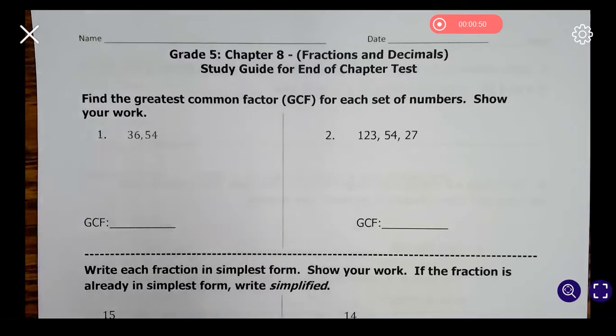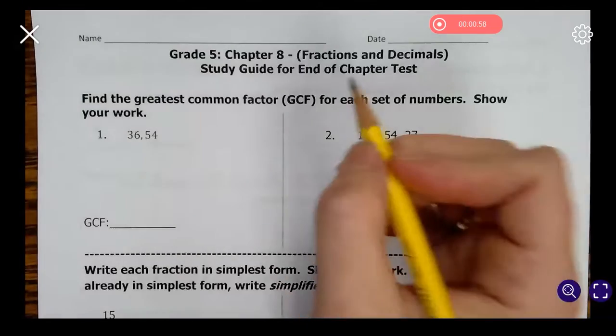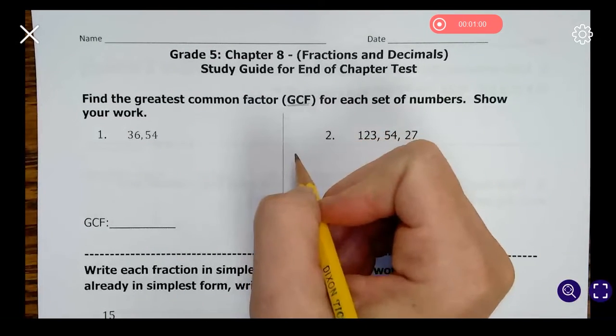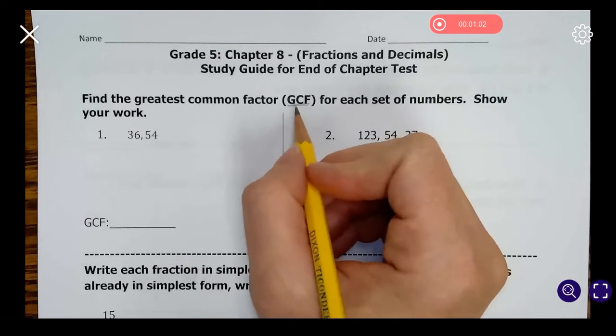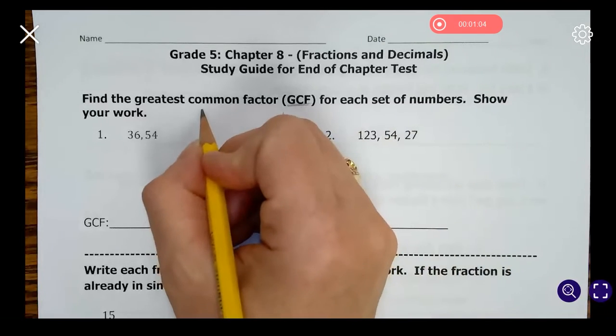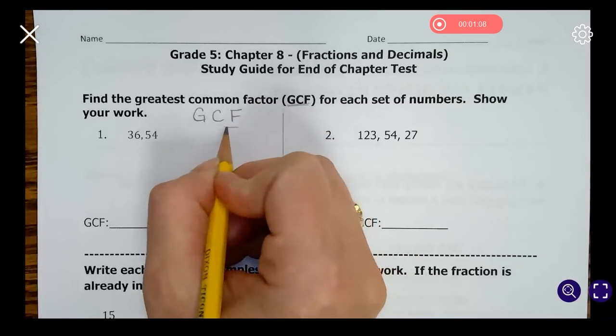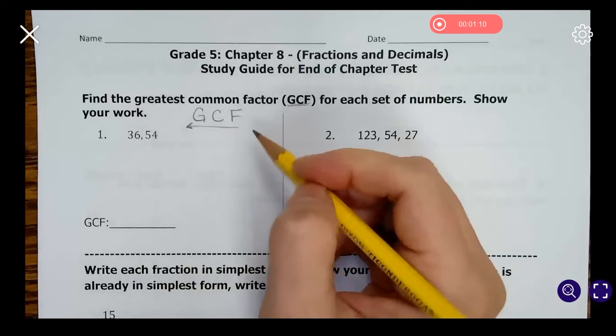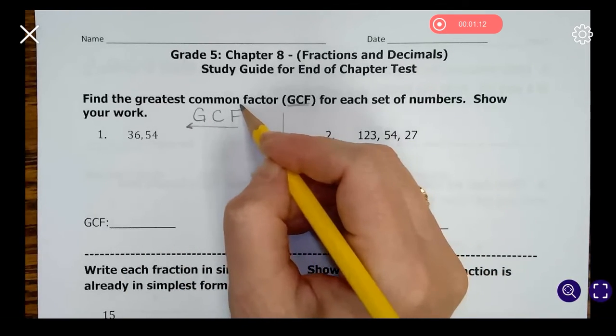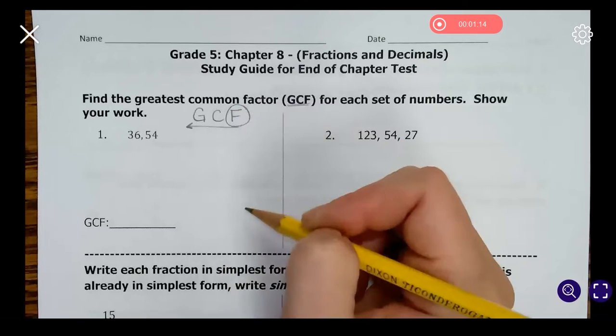Now, I use factor rainbows. If you have a different method, you are certainly welcome to use that. I love greatest common factors because the initials actually tell us the directions. So I always write G, C, F, and we work backwards. The very first thing we're going to do is list the factors for both numbers.